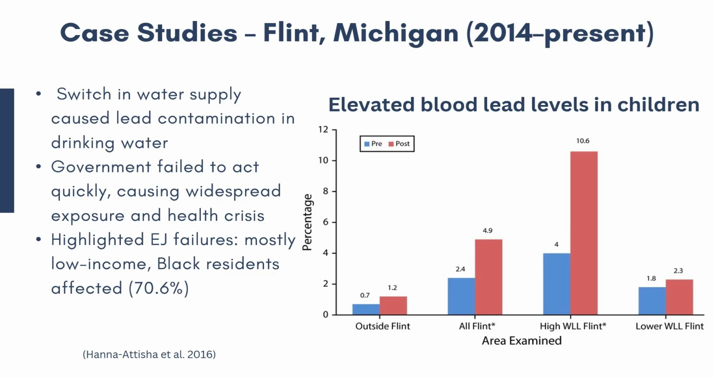When the government failed to act quickly, residents, especially low-income, predominantly Black neighborhoods, were exposed for months. Pediatric data and blood lead maps later showed clear spikes in children's lead levels, and we can see that in this graph on the slide. What should have been a simple infrastructure fix became a major public health emergency, and there are still problems to this day in Flint, Michigan, so they haven't fully resolved that issue yet.